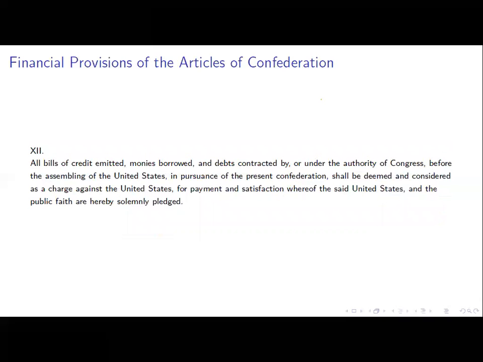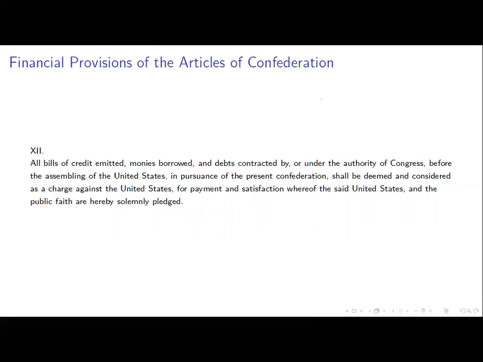All bills of credit, money borrowed, debts contracted, or under the authority of Congress before they assembled and pursuant of the present Confederation shall be deemed and considered as charges against the United States for payment and satisfaction, whereof the said United States and the public faith are hereby solemnly pledged. So the central government is on the hook for all its debts. It can ask for requisitions from the states, but it can't force the states to pay.